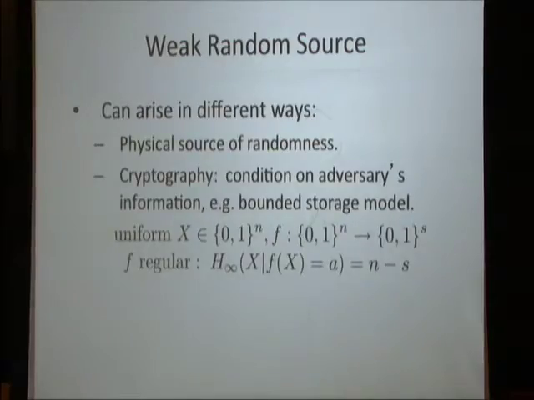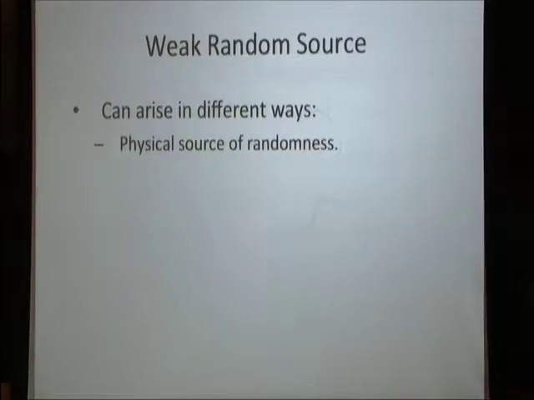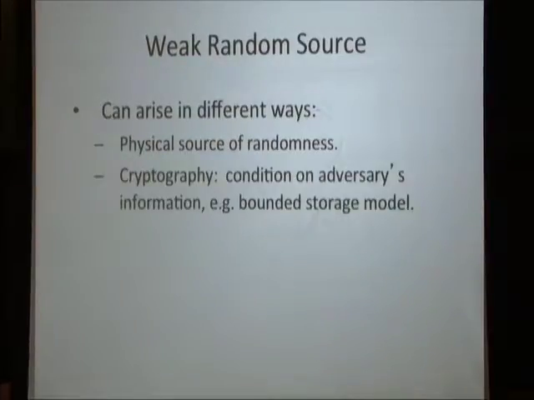OK, let's see. So a weak random source can arise in several different ways. The original motivation was from physical sources of randomness. You can imagine that you want to get good randomness, but your physical source doesn't output high-quality randomness. But another natural way these arise is in cryptography. Say an adversary has some information about a string. Well, if we condition on this information, then the string may still have some min entropy. An example of this is the bounded storage model.